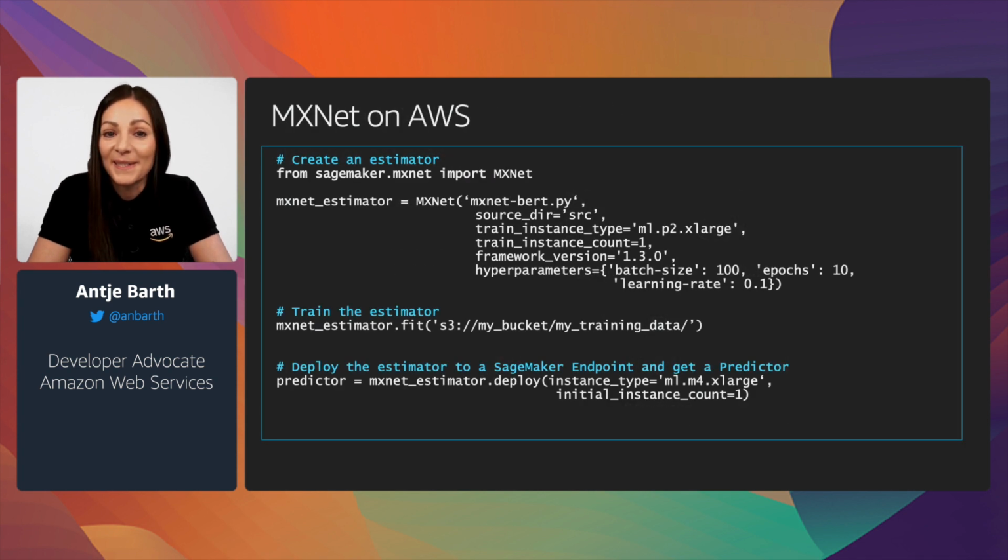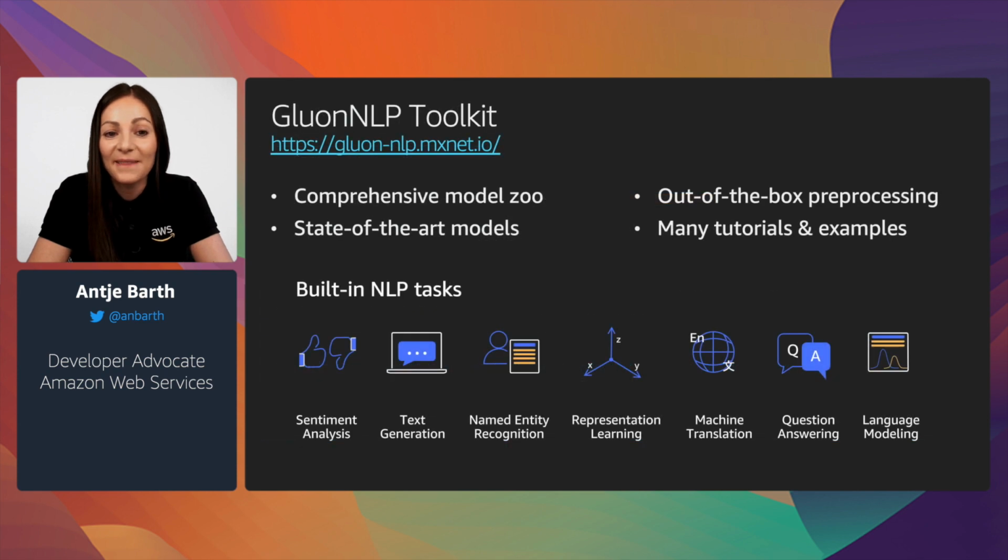If you want to run MXNet on AWS and in SageMaker, again, it's pretty much the same code as you've seen before. So you're creating an MXNet estimator. You can use script mode again by pointing it to your MXNet training script. You're training the estimator, deploying it. Looking at the toolkits, MXNet actually provides toolkits for computer vision, for NLP, and for time series. Here is the example for the Gluon NLP toolkit, and it really comes with a comprehensive model zoo and great documentation, many tutorials and examples.